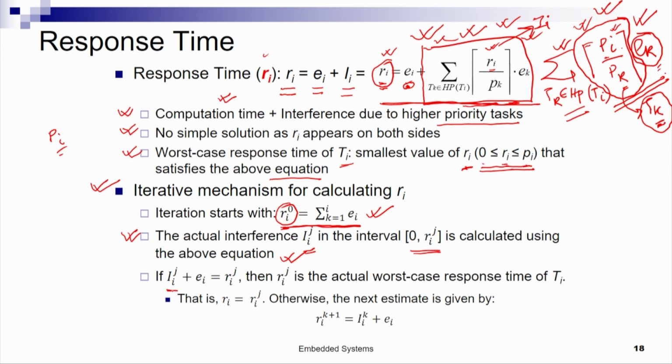If I^j plus E_i, the execution time, so the total actual interference plus the execution time of the task itself, becomes equal to the response time, then we say that R_i^j is the actual worst case response time of T_i, that is R_i equals R_i^j. Otherwise, we go to the next iteration, and the next estimate of the response time becomes R_i^(j+1) equals E_i plus I^j. Sorry, not k plus 1, this is j.